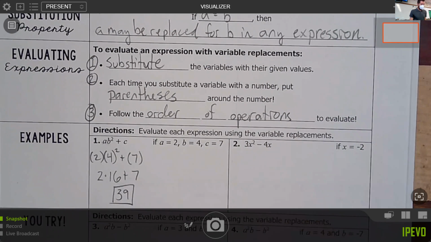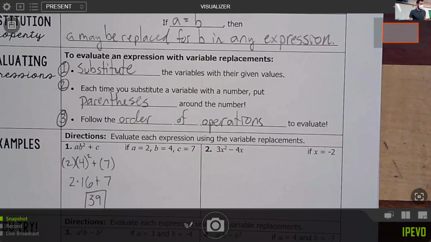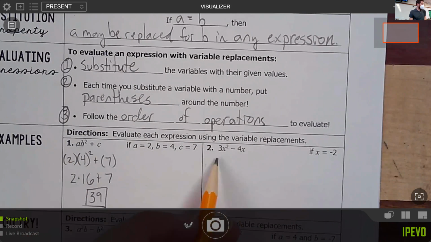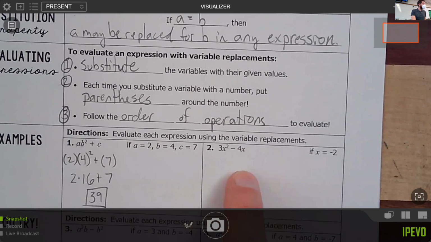The second one, same idea. However, this time we don't just have variables, we have numbers and variables. And 3x squared, again, what this means is 3 times whatever x is, squared. The squared, the second power, only applies to the x. It does not apply to the 3. And the only variable we have here is x. So every time we see x, we're going to plug in a -2. So we're going to plug in a -2 here and over here.